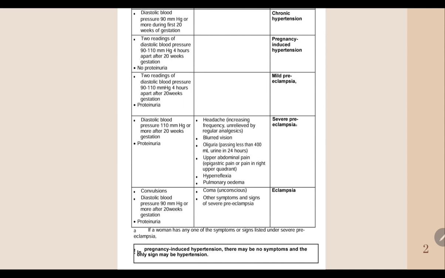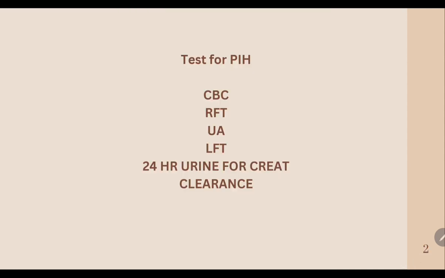Okay, then we have two other categories, which are mild preeclampsia and severe preeclampsia. I think this is clear for you guys. So if a woman has any one symptom or sign listed under severe preeclampsia, pregnancy induced hypertension, there may be no symptoms and the only sign may be hypertension. Okay, so that is about how you classify it. Now we will move on to the next slide.